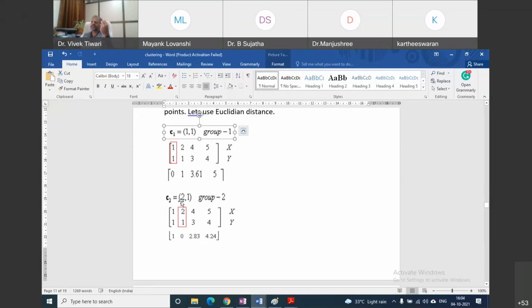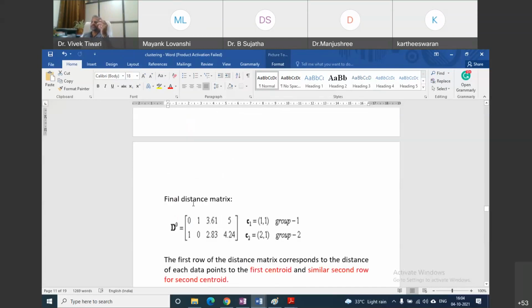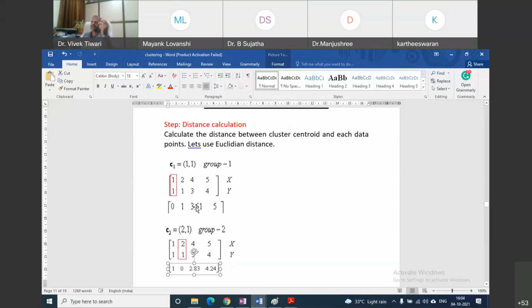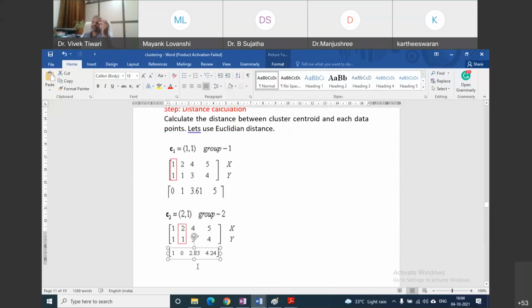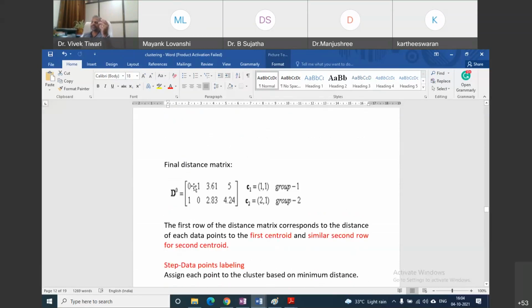The same process we have to repeat for the centroid C2. The data set is the same, only the centroid is different. So 1, 0, 2.83, 4.24 are the distances of all the data points to the centroid C2. This is the summary: this is the distance with respect to C1, and this is the distance with respect to C2. I am comparing all the distances. The first data point has 0 distance with respect to C1, and the same data point has 1 distance with respect to C2. Similarly, the other values are there.